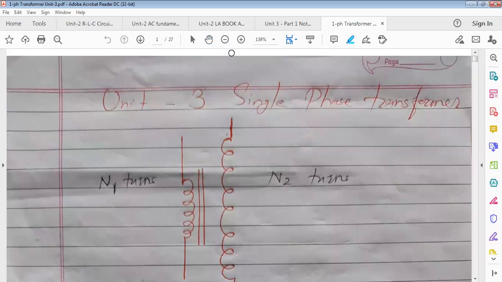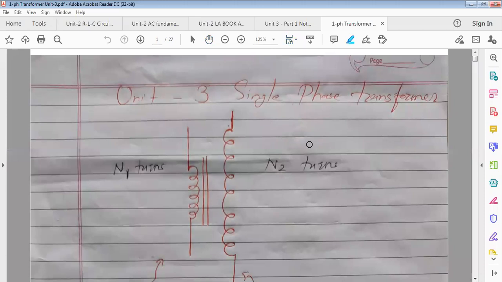Now the application of a transformer is that it is used to step up and step down the voltage. If you see the system from the generation station up to distribution, you will find step up transformers and step down transformers to step up and step down the voltage. From generation up to distribution, 3 phase transformers are used. In your syllabus, the single phase transformer is included.